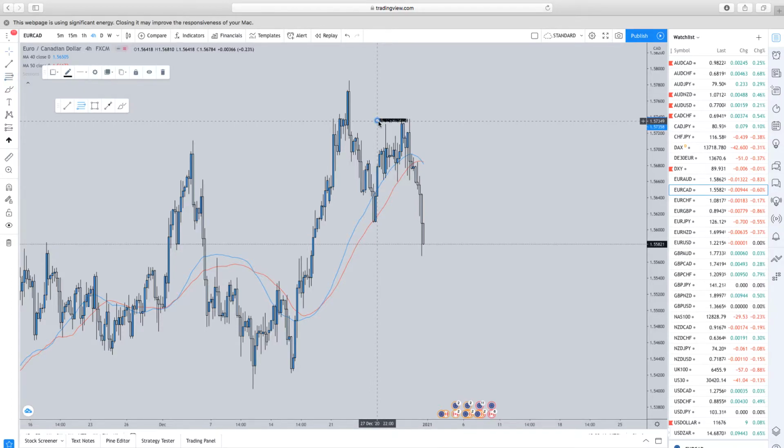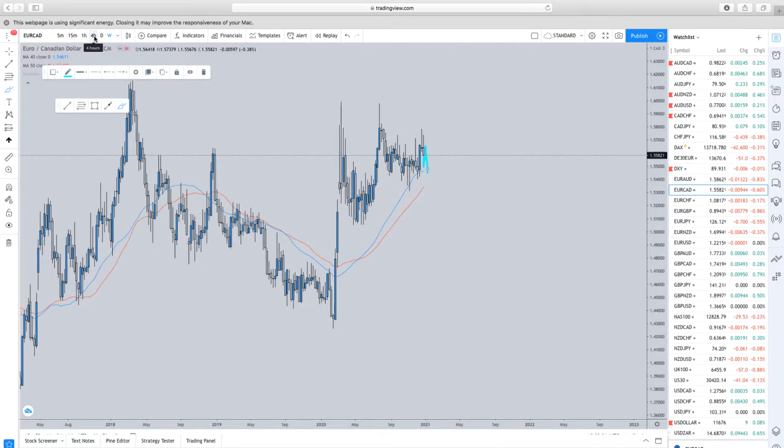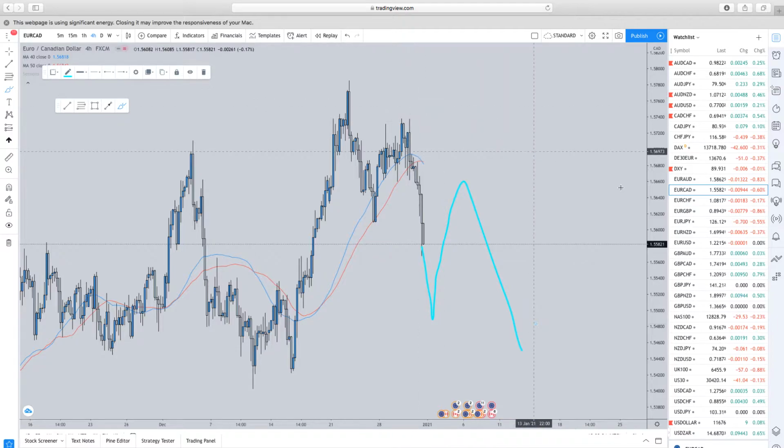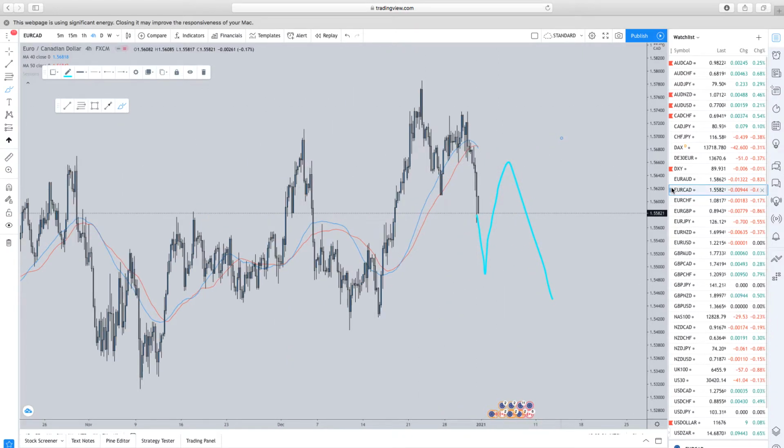So what I would be looking for here would be 100%. Maybe another move down, solid retracement up, and then a sell. And it would match in with the weekly projection I just showed you. Keep my eye on this.